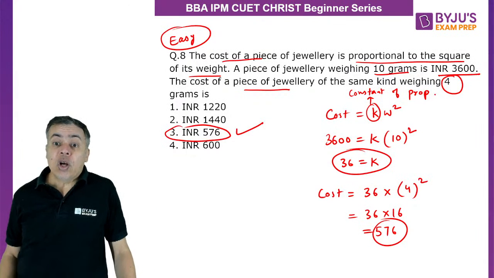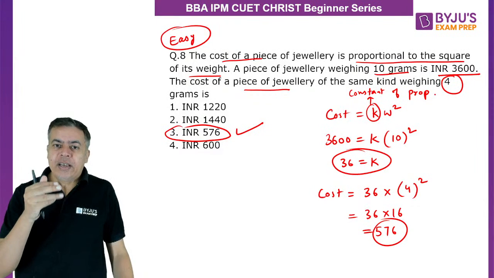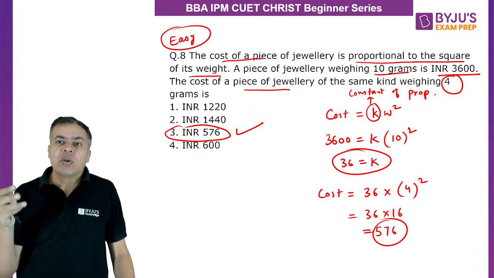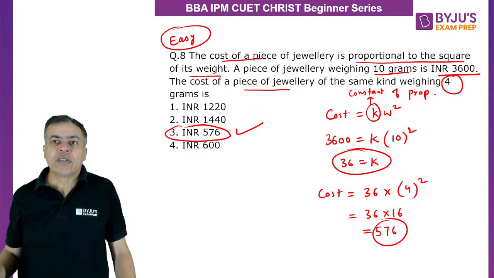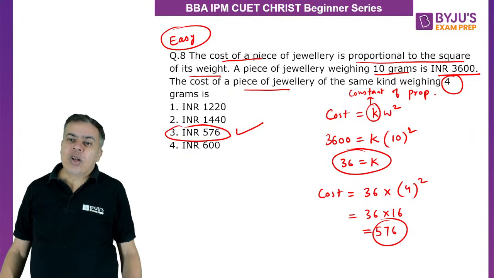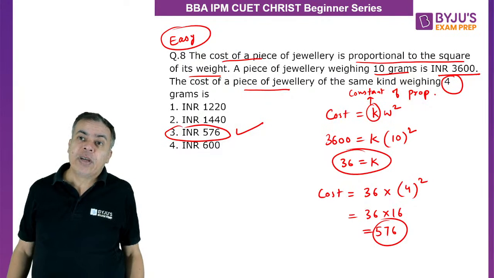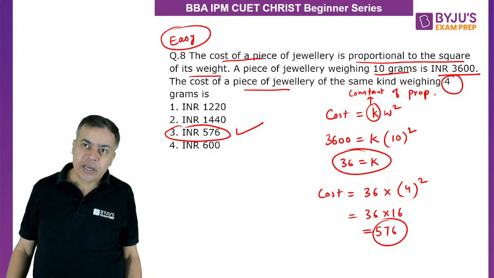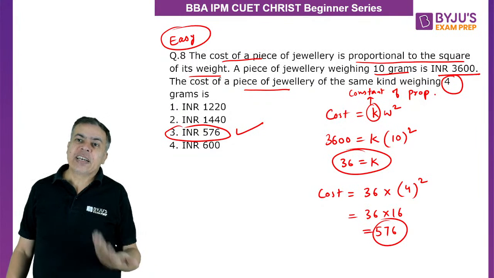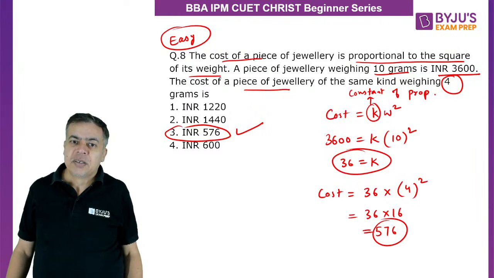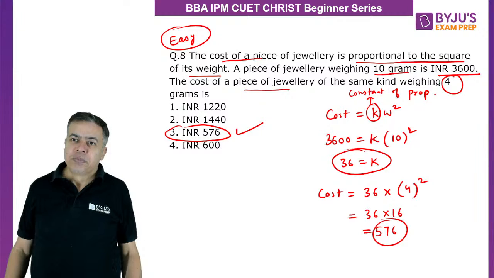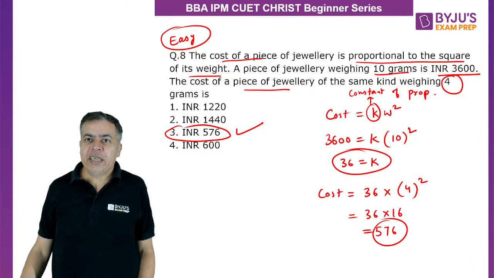If you know how to write the formula, if it is saying cost is proportional to the square of the weight, so cost equals constant into square of the weight. Then you can calculate the constant, because one condition will be given where all values except the constant will be given. You will get the constant and then you put the constant there. In the second case, you will get whatever is not given. Now the cost is not given in the second case, cost you can calculate.